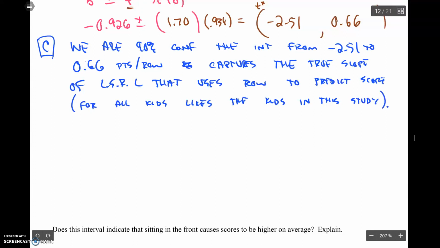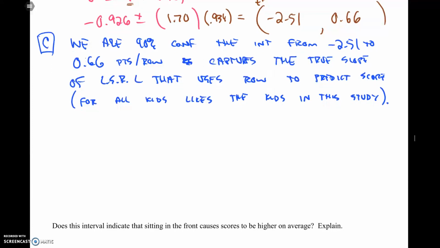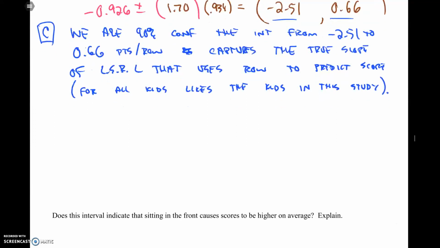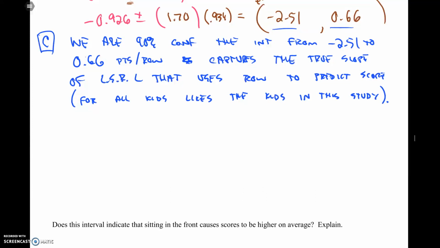We're talking about a kind of hypothetical population slope here, where if you were to ask all kids like the kids in this study and conduct an experiment like the one that we conducted, this is kind of how those experimental slopes could vary. No, I'm sorry. This is an interval that would capture the true slope of the census.